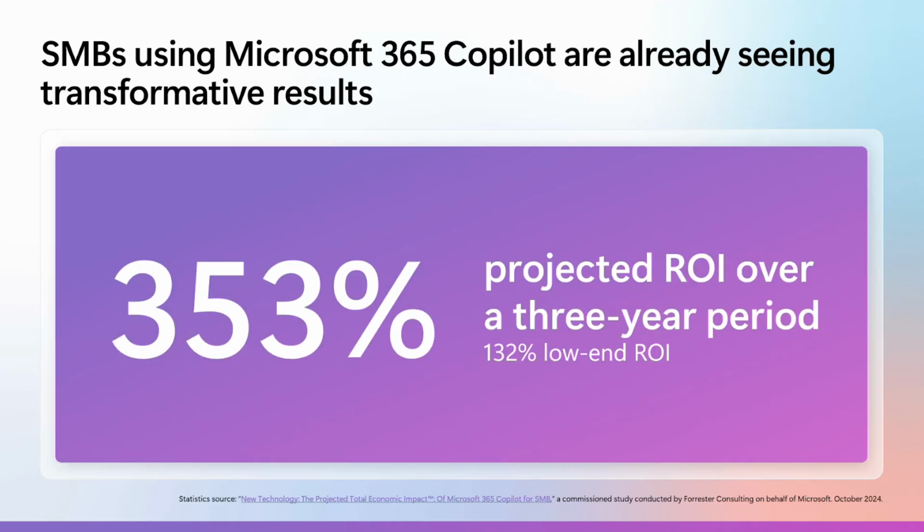Maybe another number here. SMBs who have been using Copilot 365 are already seeing transformation results, with a projected ROI of 353% over 3 years. It's very impressive, and highlights the significant benefit that comes with integrating Copilot into the different flows of work. And as you see, it's a projection for 3 years. So it's not only for now, but maybe over the next 3 years, but it's still a huge number.